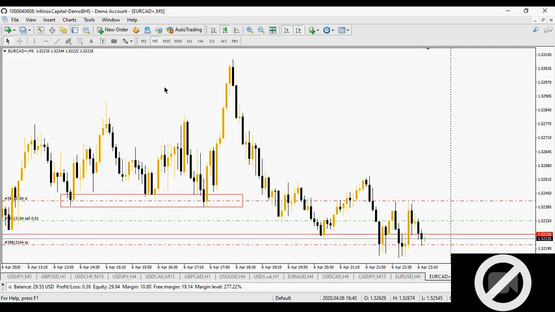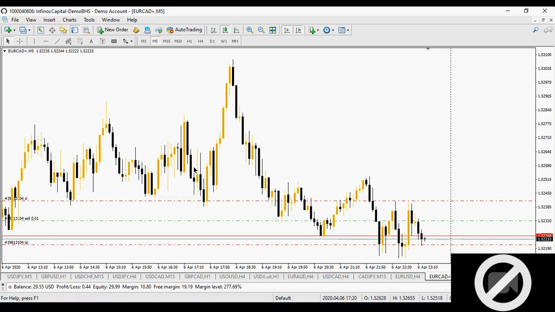Okay, now this brings us to what I call resistance and support areas. Can somebody type resistance in the chat box? Type resistance. Resistance, anyone? Type in the chat box, please.